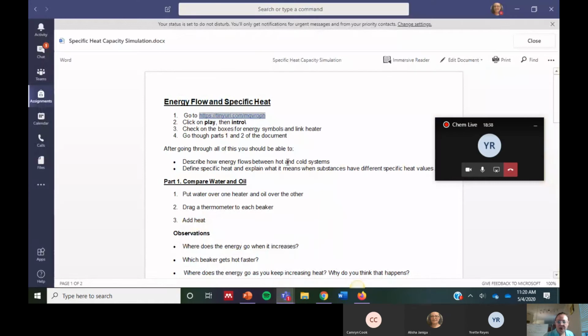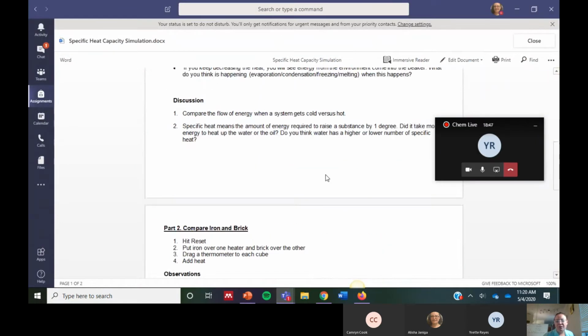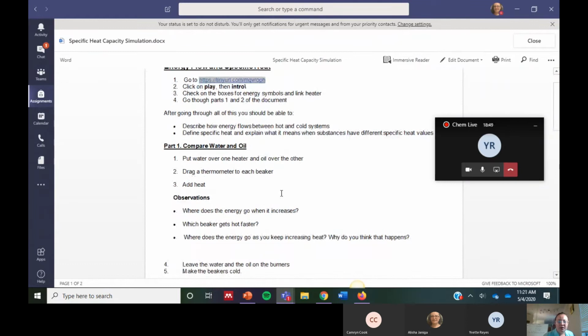So then we're going to go through part 1 and part 2. We should be able to describe how energy flows from hot to cold, and what specific heat is and what it means in terms of the number for specific heat. So we're going to put oil and water over the heater, and we're going to drag a thermometer.